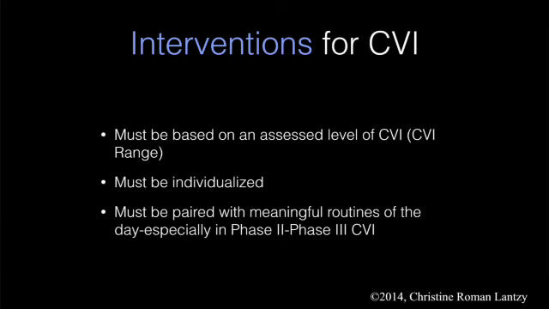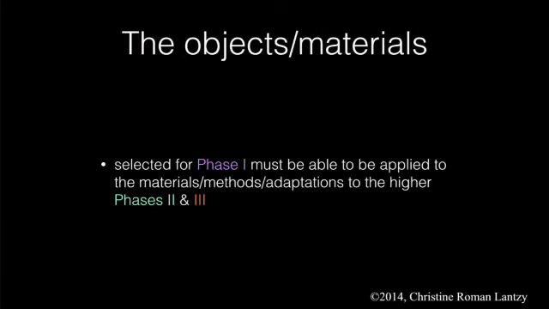It's also important to remember that the objects and materials selected for phase 1 must be able to be applied to the methods and materials and adaptations to the higher phases. So if you remember the conversations we had about this, it can't be something about a light box and something about a pom-pom. Rather, it has to be really directed. So then you might say, but in phase 1 we do use a light box, we do use a pom-pom. And the real core of this lies in your intention.